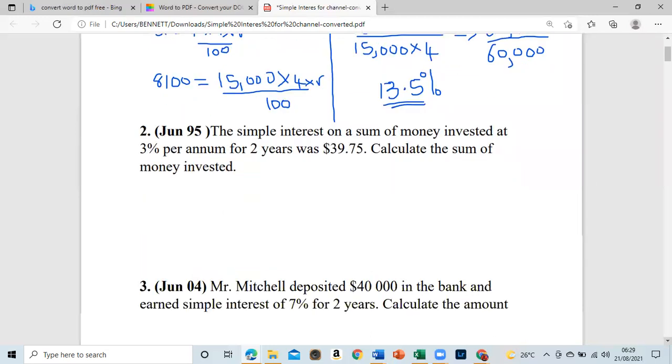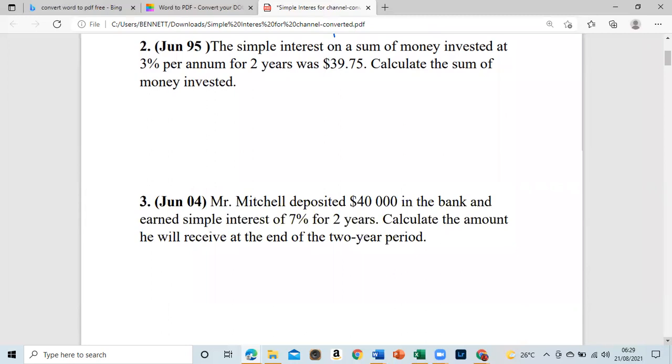Alright, let's look at this one. I'm just going to go where you can see both of them. Go ahead and try number 3 also, alright? So it says, and this was June 2095, the simple interest on a sum of money invested at 3% per annum for 2 years was $395. Calculate the sum of money invested. So this time they do not want the rate, but they want the sum of money, which is the principal. So this time they're asking you to find the principal. No need to panic. It's the same procedure.